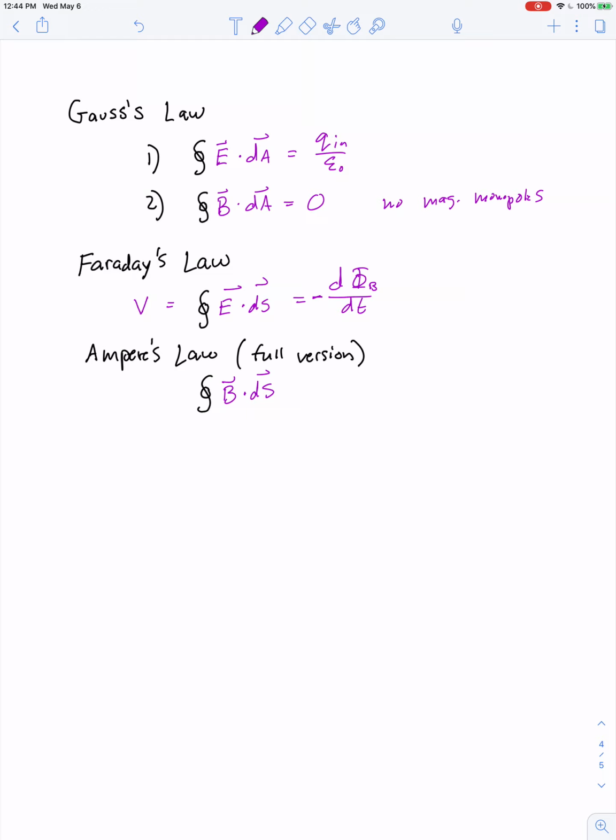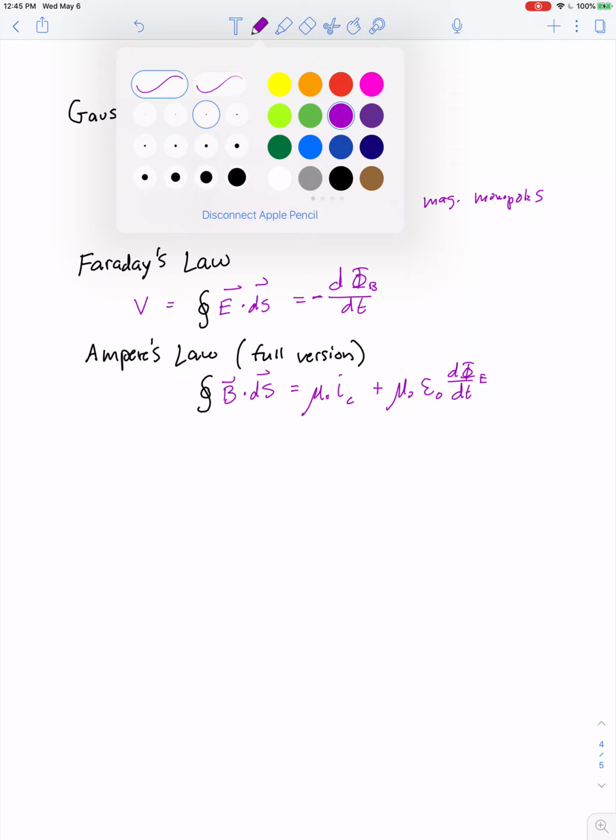Ampere's law we now have a full version of. It says that the integral of B dot ds is equal to mu naught times the amount of current enclosed by the Amperian loop. That current could be a conduction current, or it could be a displacement current, where displacement current is epsilon naught multiplied by the rate of change of electric flux.